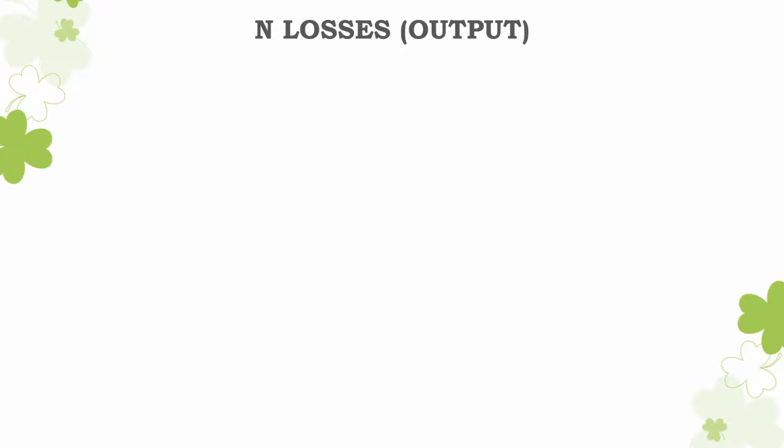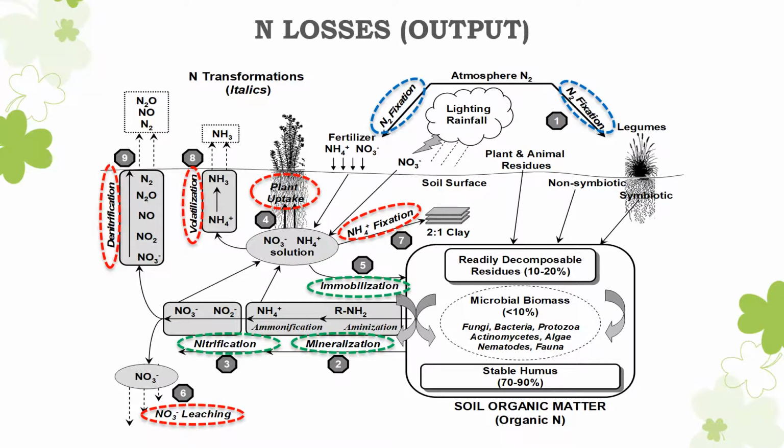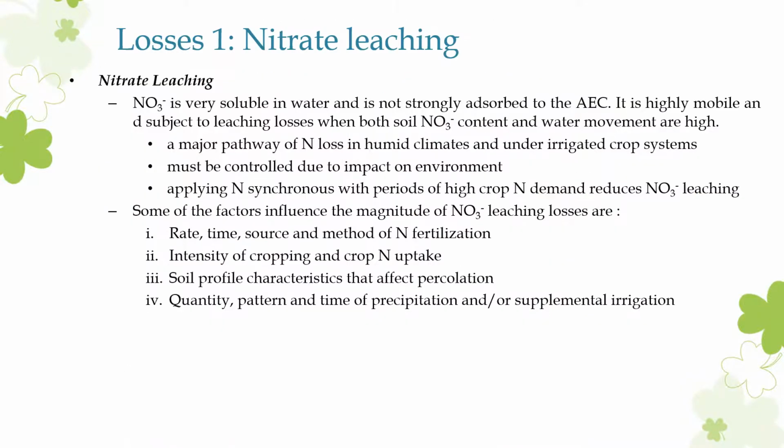Next, let's have a look at the nitrogen losses, which are the output of the nitrogen process. In the figure, the N losses are shown by the red circle, which are the ammonium fixation, the plant uptake, the volatilization process, the denitrification process, and also the nitrate leaching. First, let's have a look at the nitrate leaching.